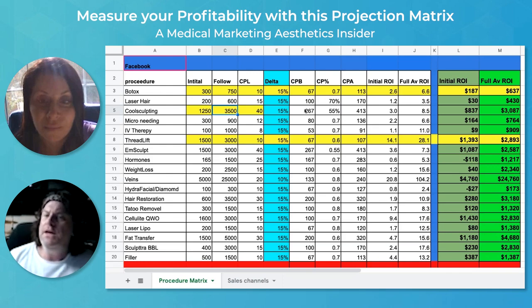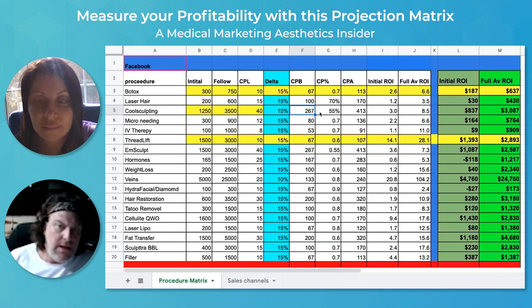Right, but we still can't get away from the truth, which is that the cost per booking is going to be around $267 to bring a CoolSculpting patient in. And of those, you're going to close 55%. So your acquisition costs are really high. It's $413, but you're getting volume because it's an easy volumetric sale. There's a lot of people looking for CoolSculpting, so you get a lot of this volume.